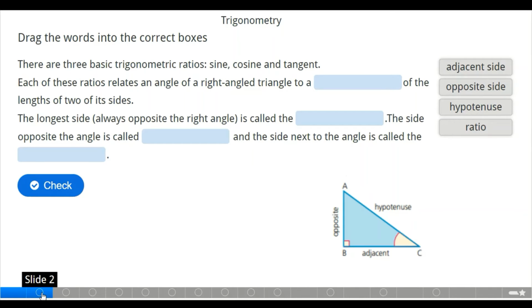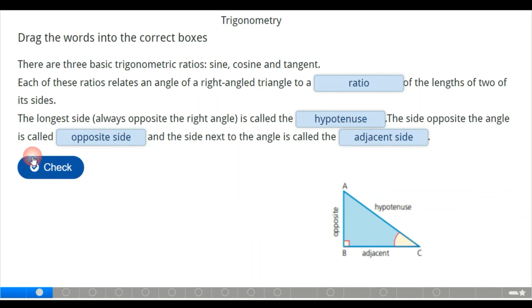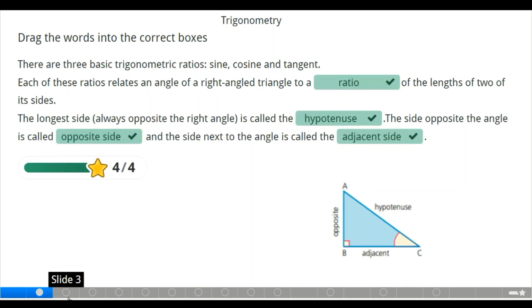The longest side, which is always opposite the right angle, we call the hypotenuse. The side opposite the angle, we call the opposite side, and the side that is next to the angle is called the adjacent side. So for a right angle triangle, we have three sides. The longest, we call the hypotenuse, and then the opposite and the adjacent sides. We see the illustration in the picture below.